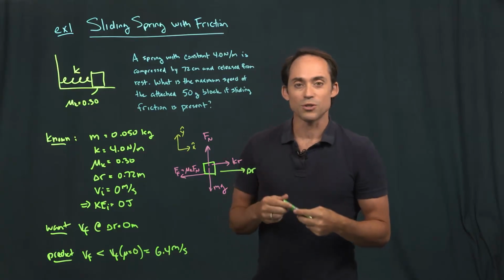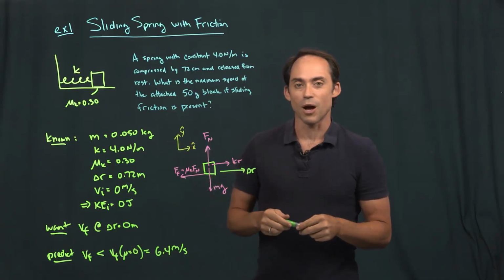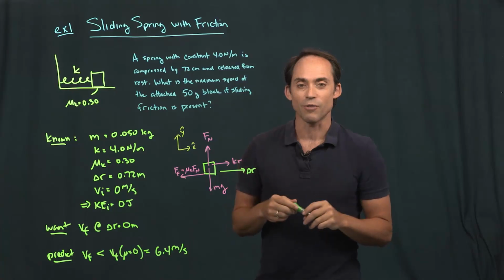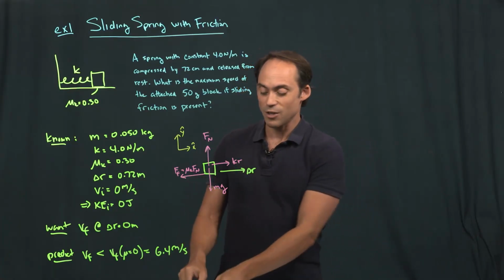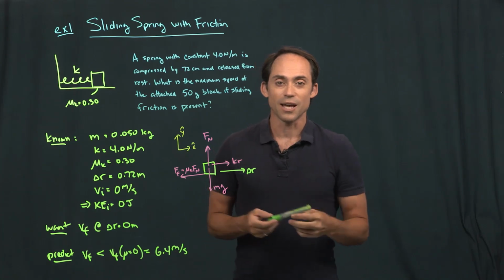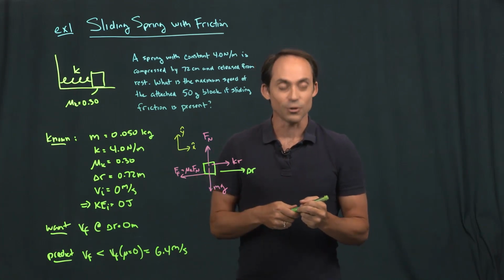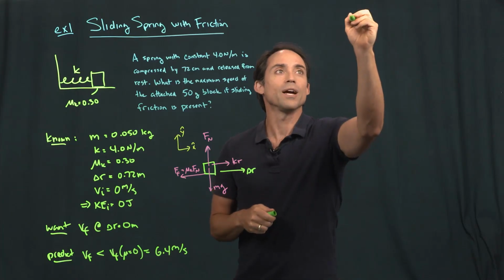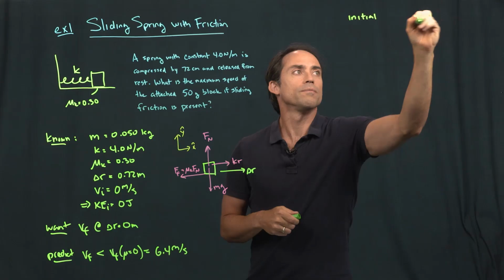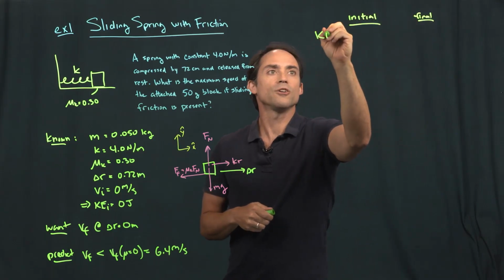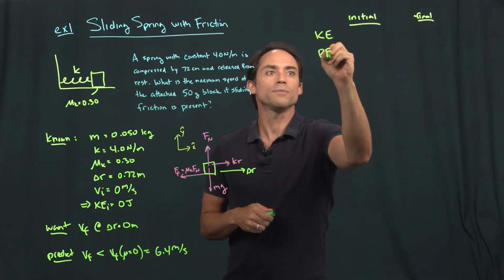So we can approach this just as we did the last time we did this problem without friction, starting with our initial and final energies, and again making sure that we compute the change of the energy as the energy lost to dissipative forces, in this case friction. So let's go ahead and write down our initial and final kinetic energies and potential energy.